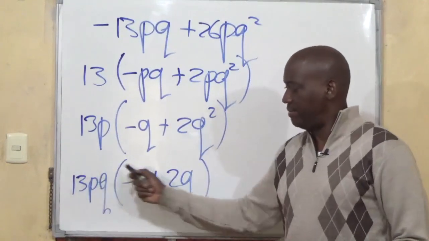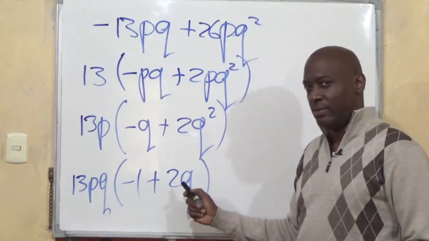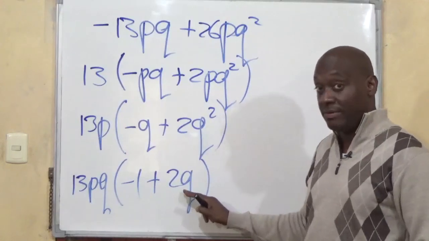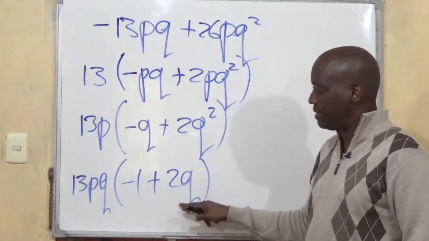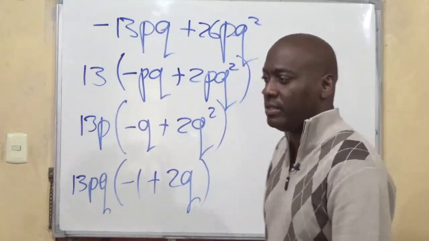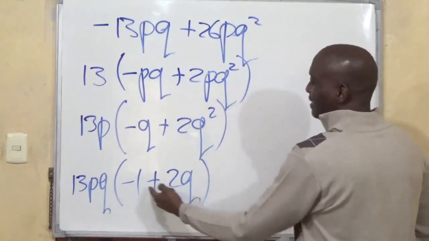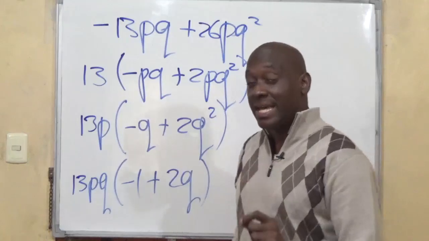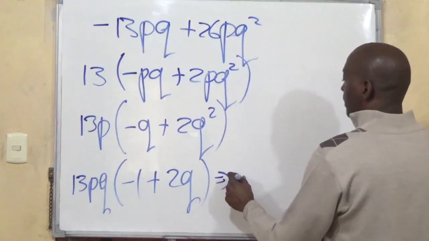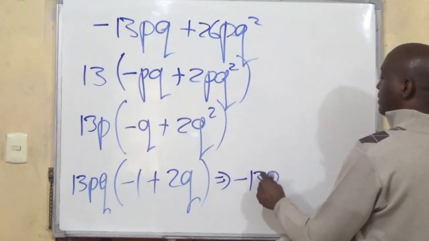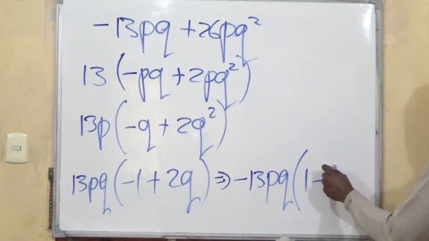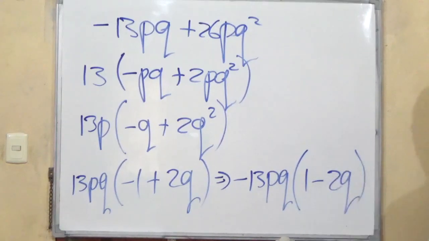So we're going to change the appearance of this without changing the value. And how do we do that? We do that by taking out minus 1 as a common factor from inside the brackets, bringing it outside, and we know that once we divide by minus 1, it will trigger a change in sign for all of the terms inside the bracket. So your next line would be minus 13pq, signs change, 1 minus 2q. And that is the answer.